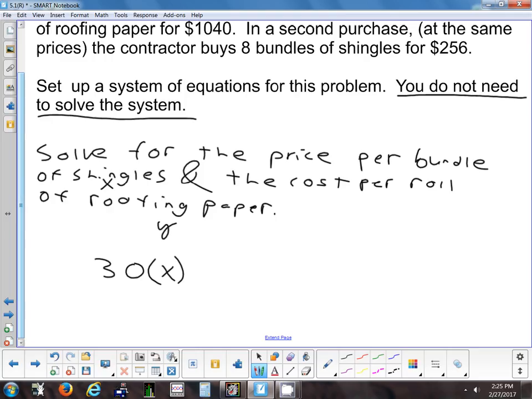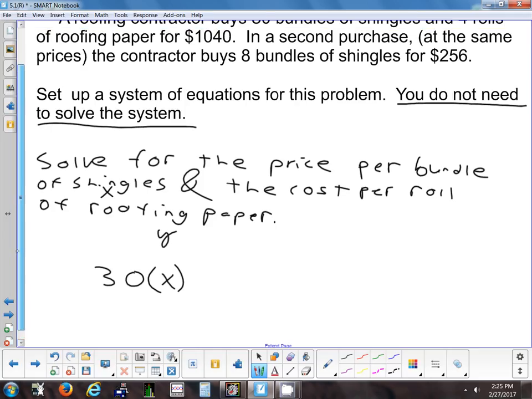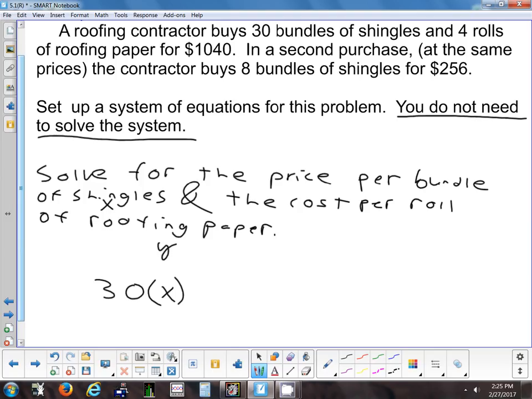Now, is that the only thing that the contractor buys in the first trip to the store? Do they just buy 30 bundles of, let me scroll back up a little bit. They also buy 4 rolls of roofing paper. So does that subtract from his cost? Does that add to the money he spends? What does that do? It adds, right? The contractor's going to spend more money.